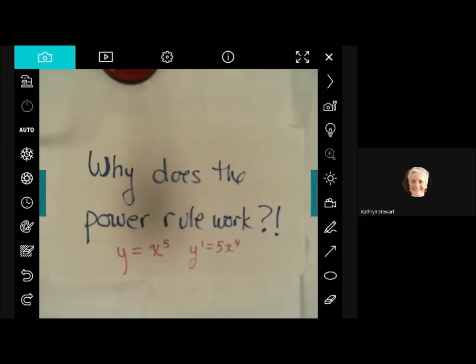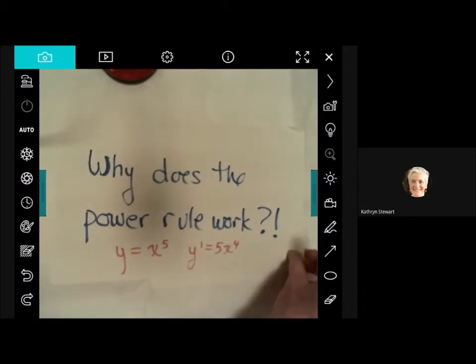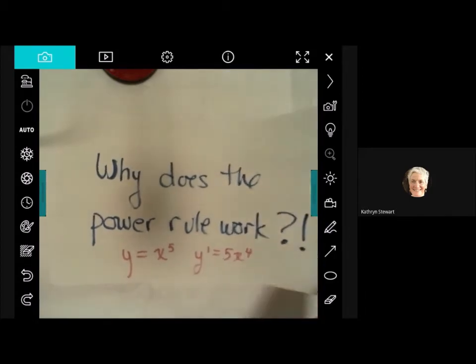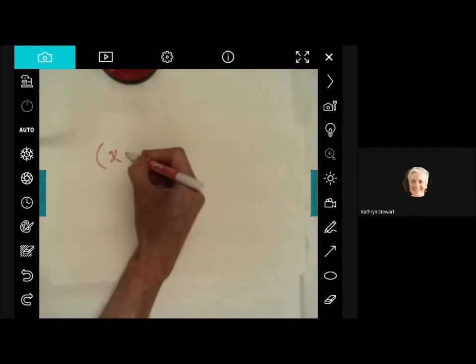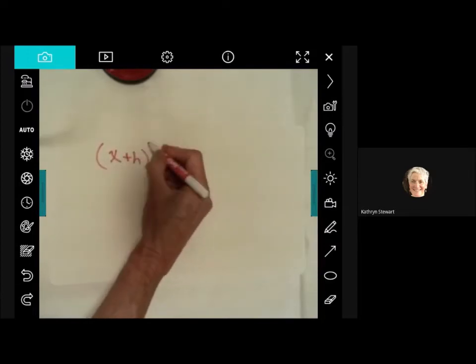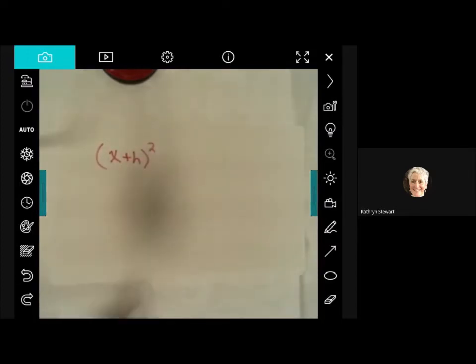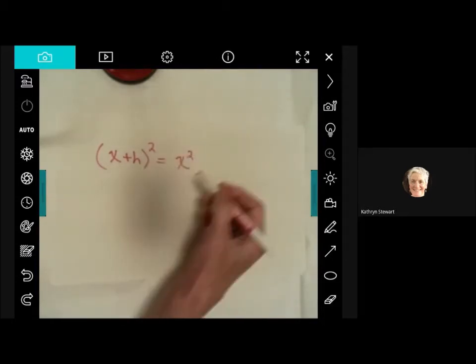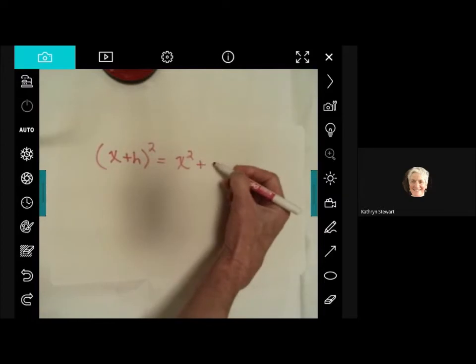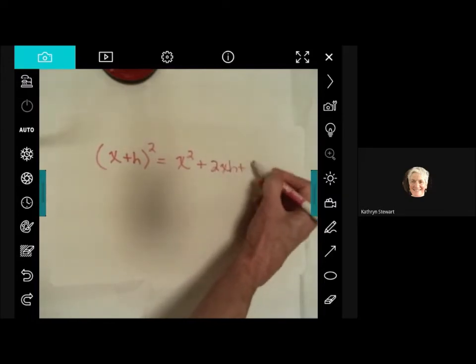And I'm going to give you a hint. It has something to do with expanding binomials and, therefore, Pascal's triangle. By expanding binomials, I mean something like, if you have (x plus h) squared, and you expand that, that's going to be (x plus h) times (x plus h). So that's going to end up being x squared plus 2xh plus h squared.